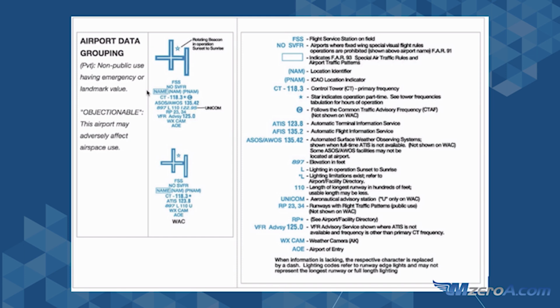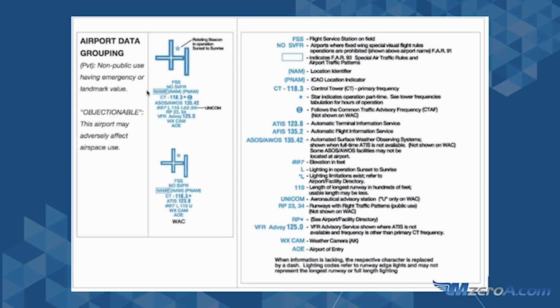Beneath that, we see the phrase No S VFR, which stands for Special VFR. No Special VFR, meaning that flying in limited visual conditions is not allowed at that airport, most likely because the airspace is just too congested to allow something like Special VFR. We see the name of the airport.